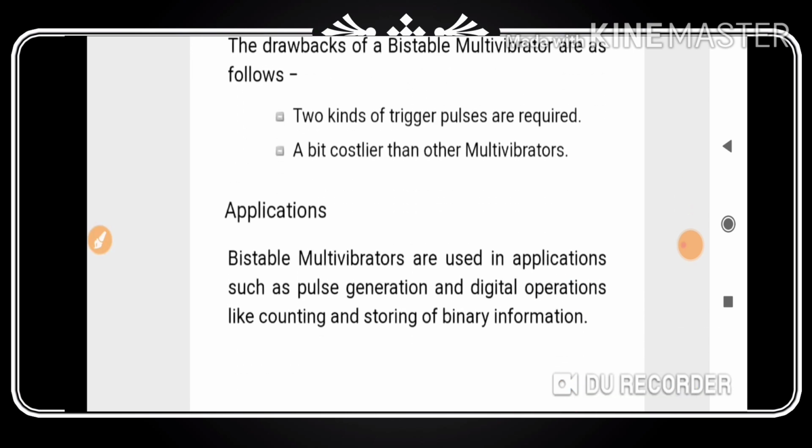And what are the applications? Where to use? Bistable multivibrators are used in applications such as pulse generators and digital operations like counting and storing of binary information.